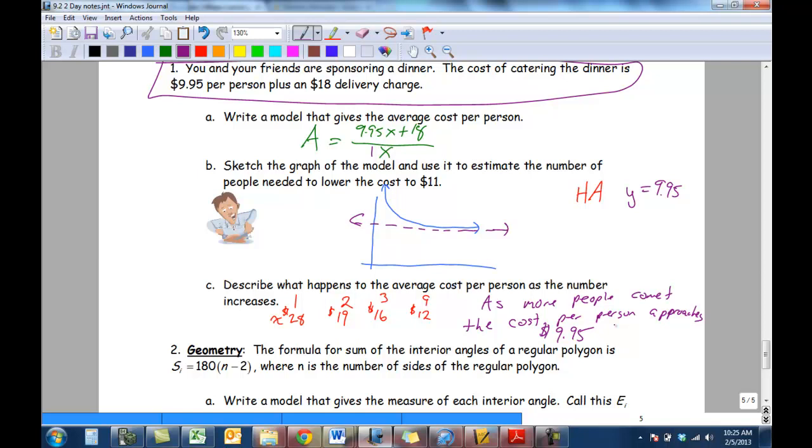As more and more people come, it's going to approach $9.95, but never quite pass it, right? Because everybody's still got to pay for each dinner.